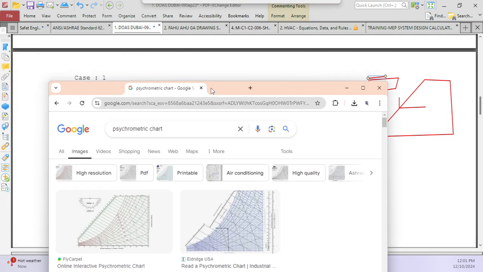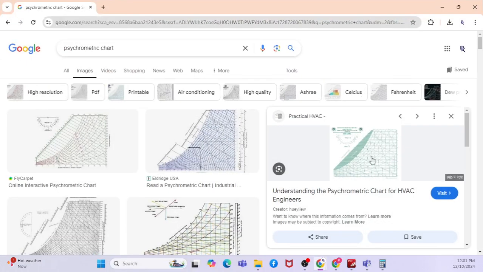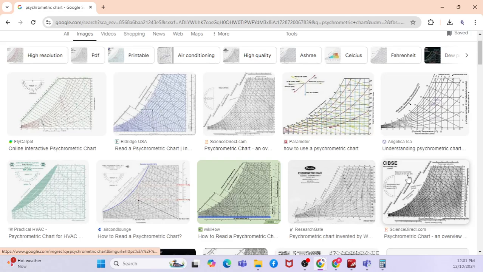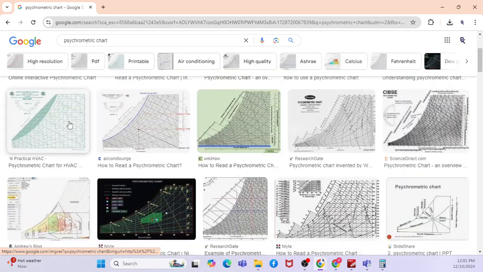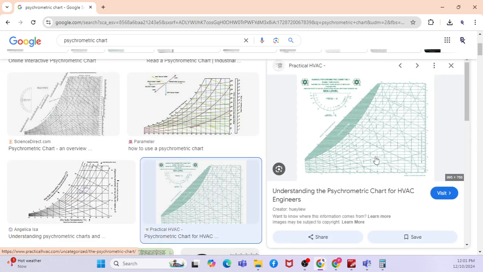Okay, just to get an idea only. You can see this psychrometric chart, right? If you go to the psychrometric chart, you can see this picture, right? You can see this is a semicircle.